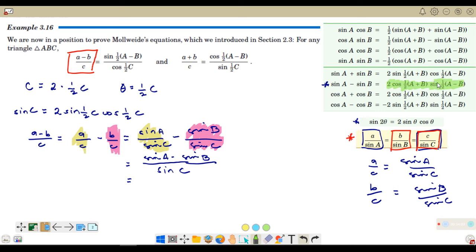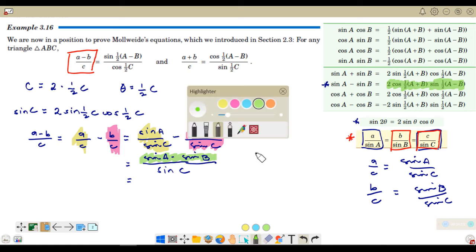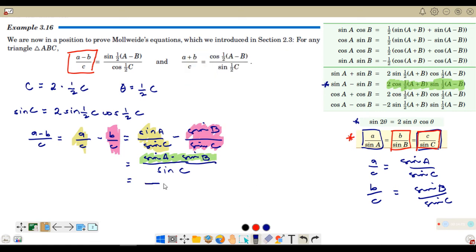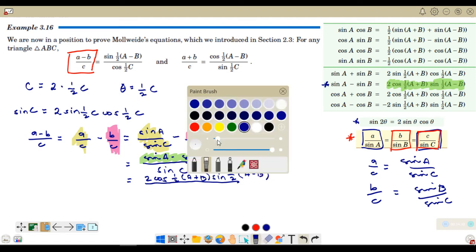This part to this part. Gawa tayo ng underline. We have 2 cosine 1/2 of A plus B, sine 1/2 A minus B. Nasusundan?